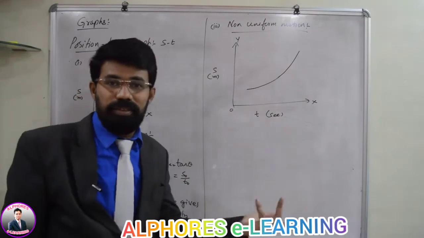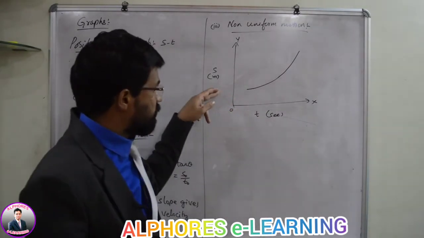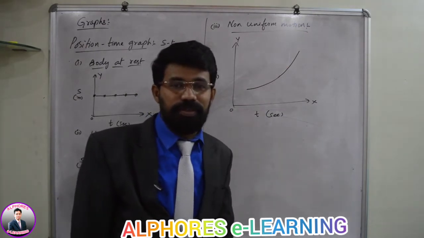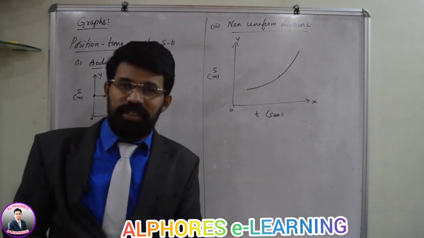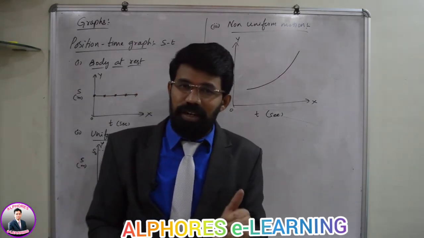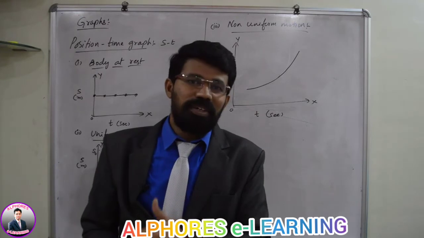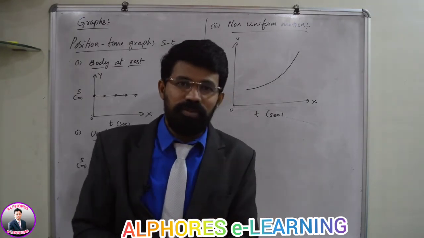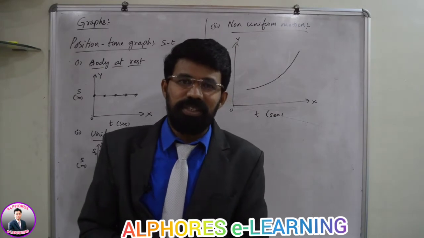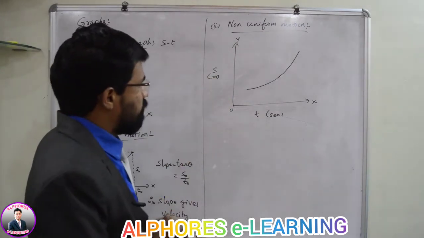If it is a straight line, it represents what? Uniform motion. But here it is a curve, something like this. So what does it represent? It represents non-uniform motion. Non-uniform motion in the sense it is covering equal displacements in unequal intervals of time, or unequal displacements in equal intervals of time. If that is the situation you see with a body in motion, then you can say that the body is undergoing non-uniform motion. So in this case also there are physical significances.